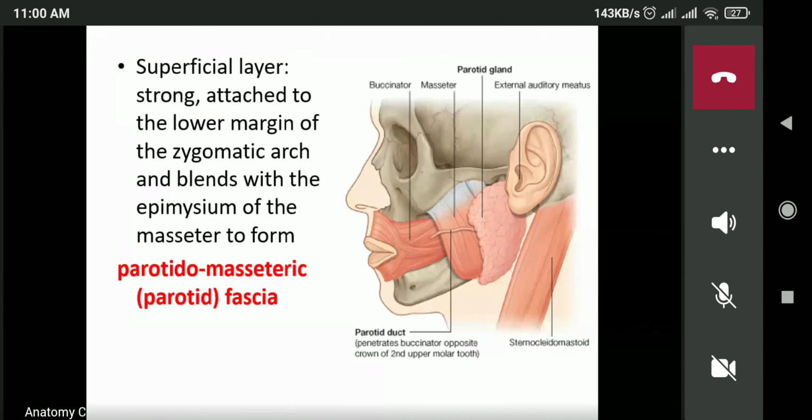Okay, so parotidomasseteric fascia is the fascia which lines the gland, and it is attached on the zygomatic bone and the epimysium of the masseter. So the fascia in relation to the parotid gland is known as parotidomasseteric fascia or the parotid fascia.